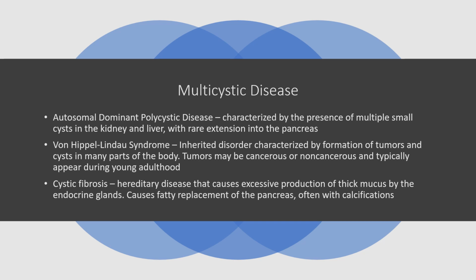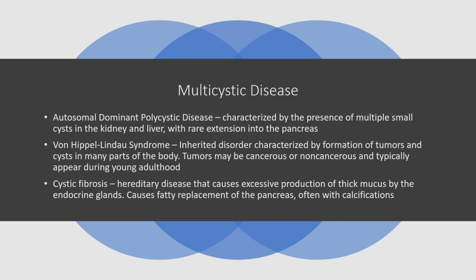Okay, and then the last one is cystic fibrosis. This is another hereditary disease that causes excessive production of the thick mucus by the endocrine glands. So it can affect any endocrine gland, and because the pancreas is both an exocrine and an endocrine gland, it'll be affected by cystic fibrosis. What we're going to see is fatty replacement of the normal pancreatic tissue, and often we'll see calcifications in there.